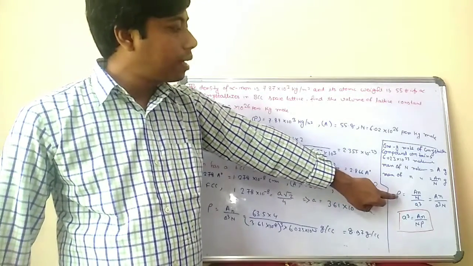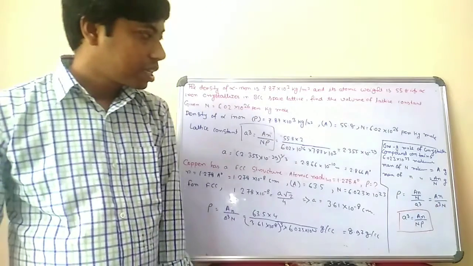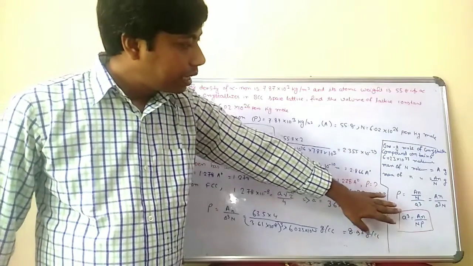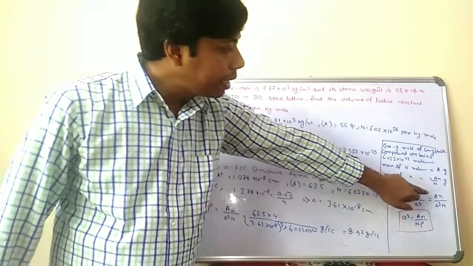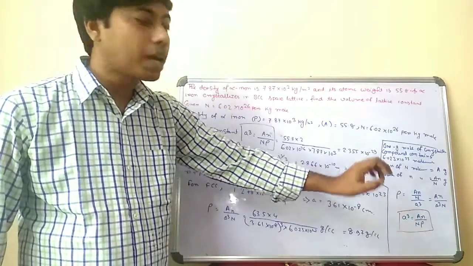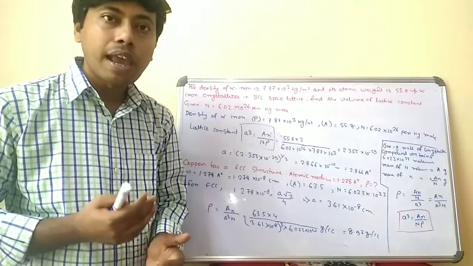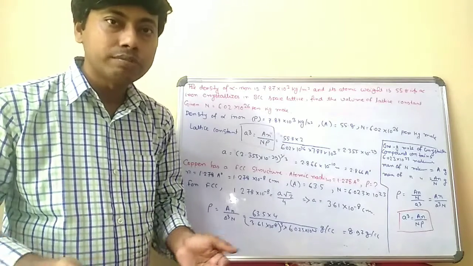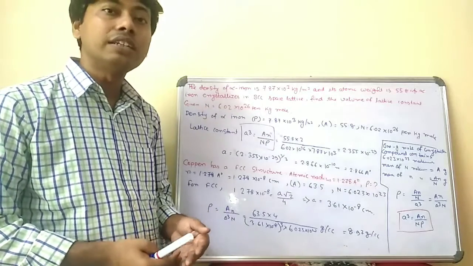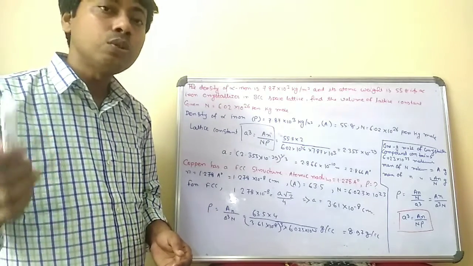So the density becomes A into n divided by a³ into capital N. So a³ is equal to A n divided by N rho. A is your atomic weight, small n is your number of atoms per unit cell, capital N is Avogadro's number, and rho is your density of the crystalline compound. So a, that is your lattice constant, equals the cube root of A into n divided by capital N into rho.